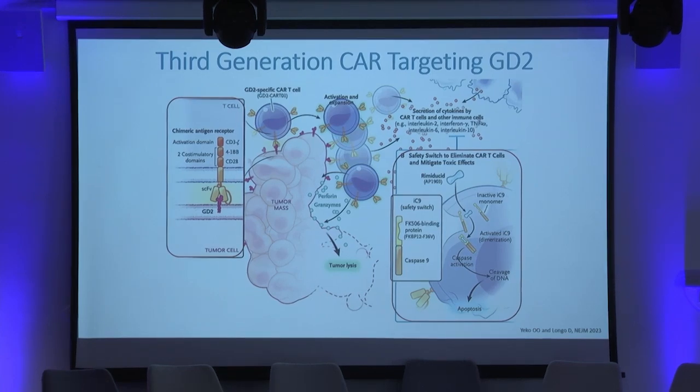So it's a true switch that we can activate by giving another molecule that otherwise has no other function, which is called rimiducid. And once we give this to a patient, it is taken up by the CAR T cells and tells the CAR T cells to go into suicide. So the CAR T cells immediately die and they stop being active. And this is a very powerful tool to control toxicity, as I will show you later.